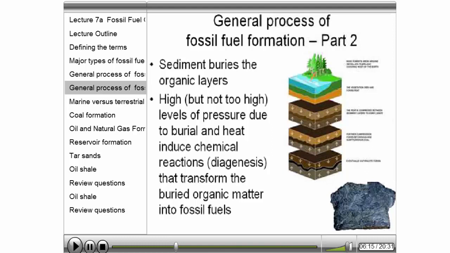Once that burial occurs and the temperature and pressure create the right conditions, there's a suite of chemical reactions referred to as diagenesis that transform those organic layers into the fossil fuels we see.